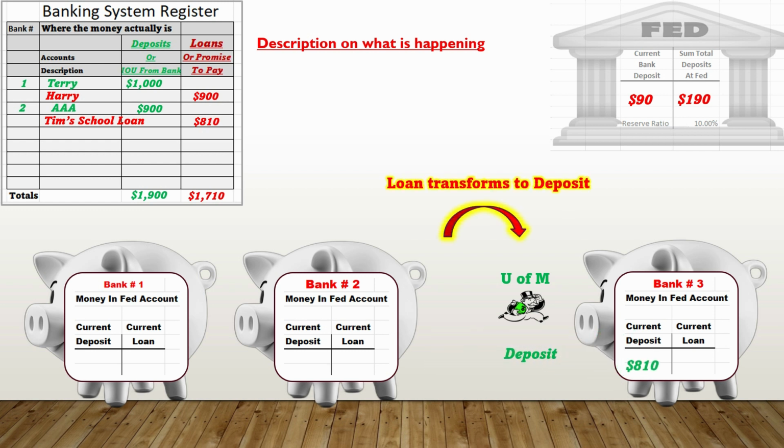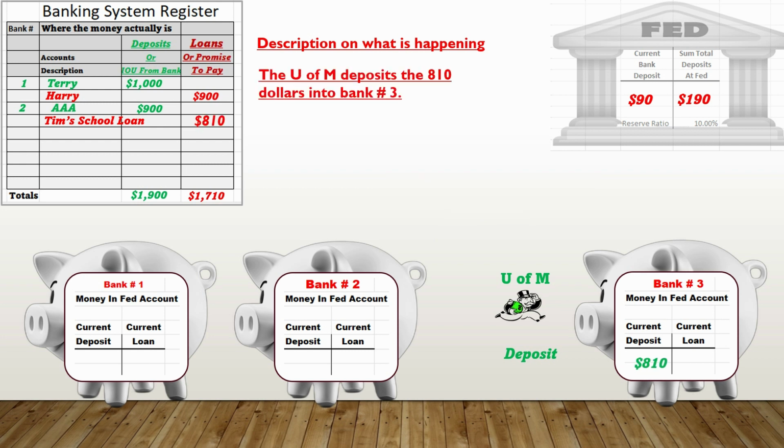You can now see how loans are the real source of deposits. All banking customers do is move those deposits from bank to bank. For now, let's just move on. The U of M now has an $810 deposit in bank number 3.